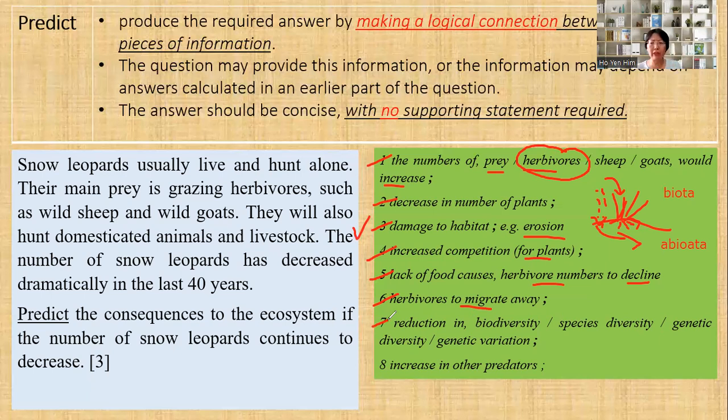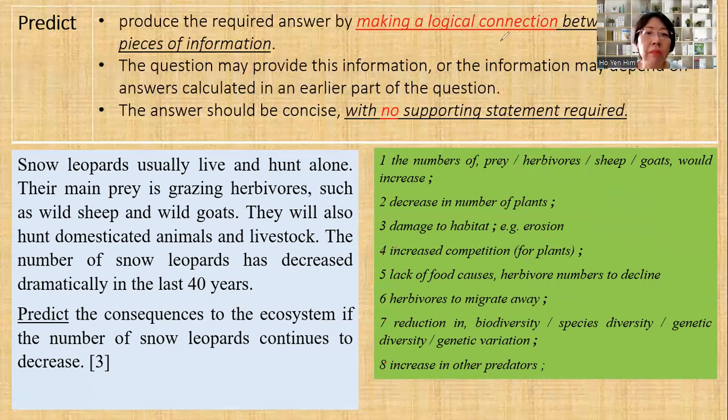Reduction in biodiversity or species diversity, genetic diversity, and increase in other predators. What do you mean by increase in other predators? When the herbivore number increases originally, other predators on the herbivore will also increase in number originally, okay? So these are all the possible changes.